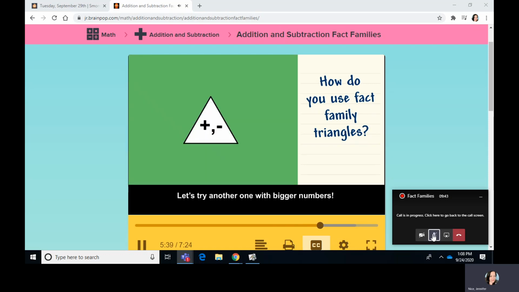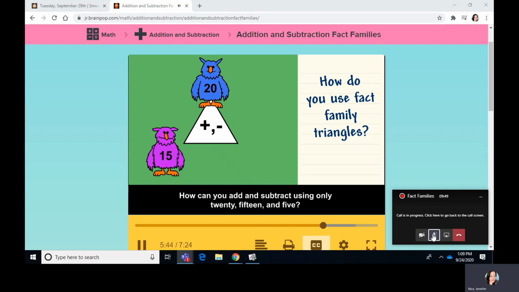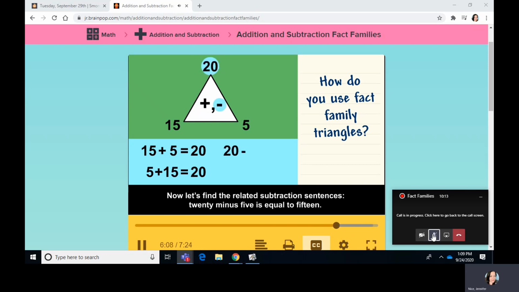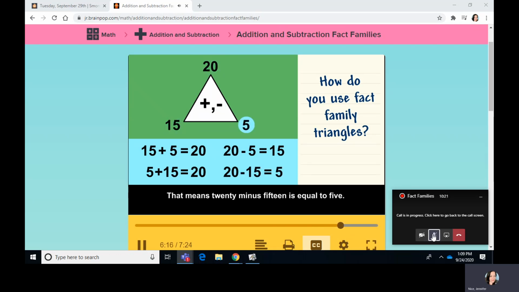Let's try another one with bigger numbers. How can you add and subtract using only 20, 15, and 5? Let's come up with the addition sentences first. 15 plus 5 is equal to 20. That means 5 plus 15 is also equal to 20. Now let's find the related subtraction sentences. 20 minus 5 is equal to 15. That means 20 minus 15 is equal to 5.